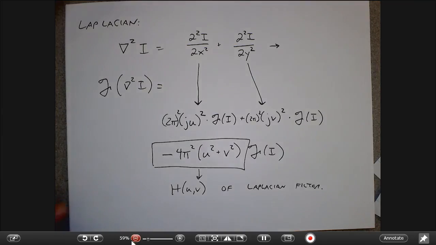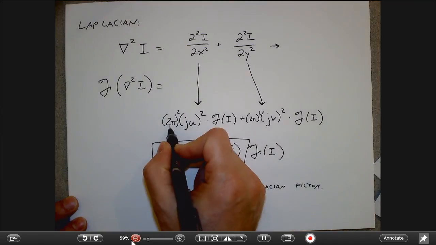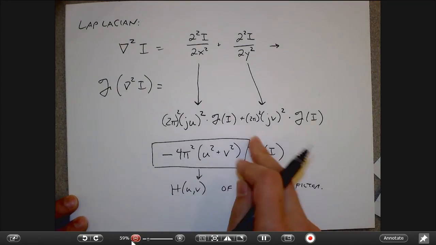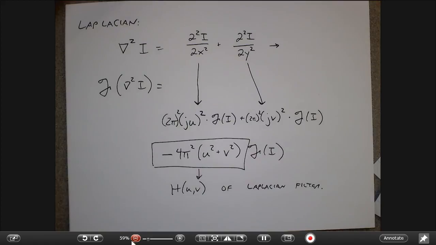Is that 4 pi or 8 pi? Should be 4 pi, I think, right? Because I got a 2 pi squared here, so I get a 4 pi squared. And I get another factor here. Yeah, that should be right.